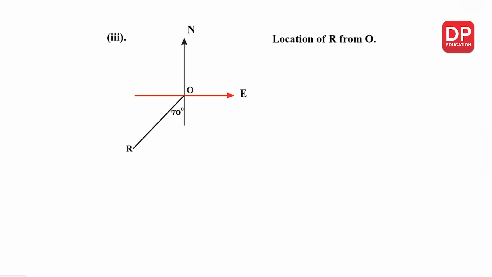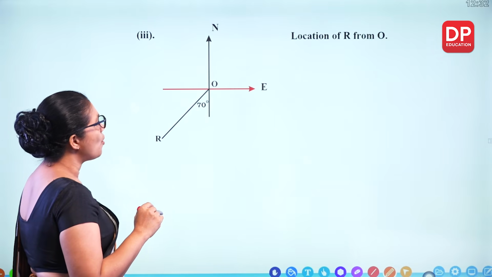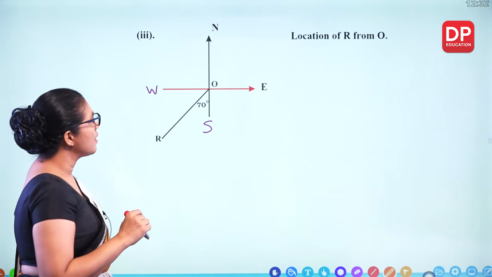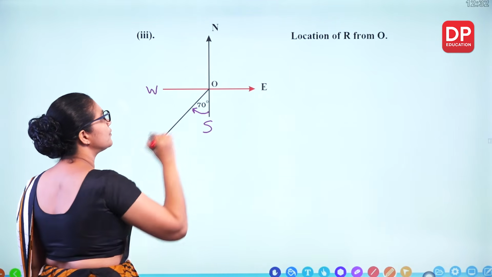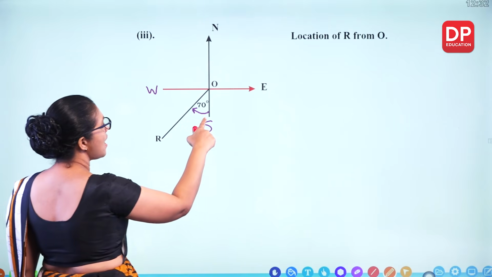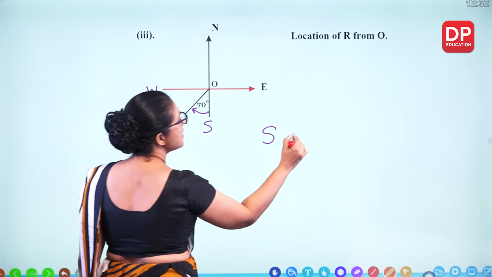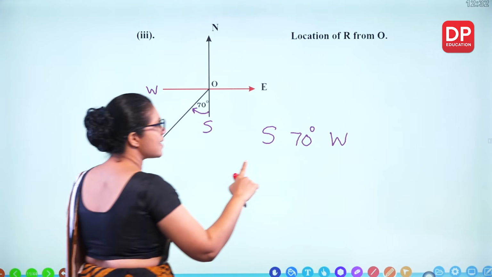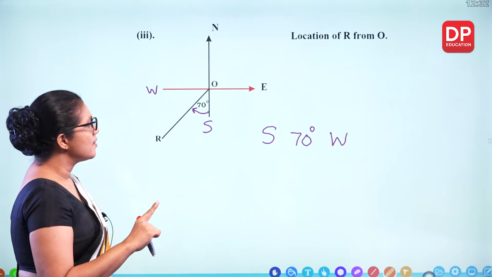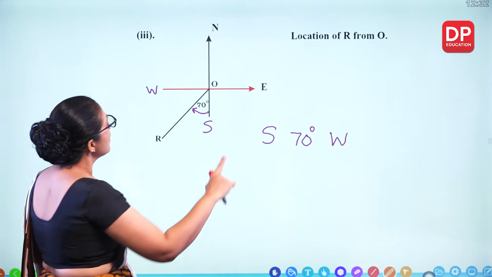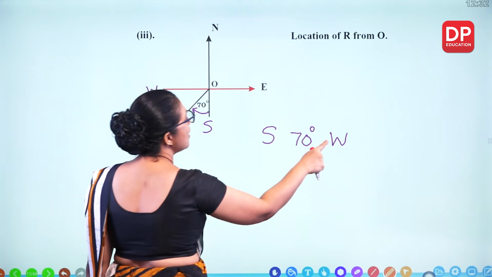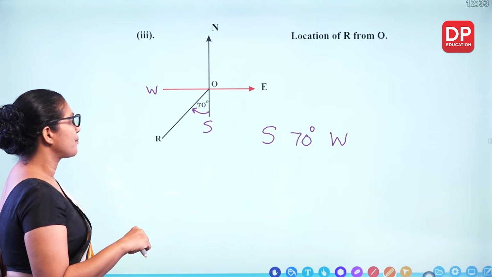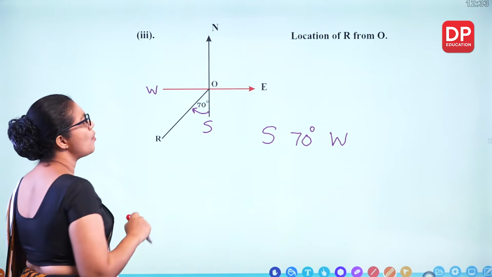Look at this one, the location of R with respect to point O. This is south. This is west. Now 70 degrees towards this side. So how can I write it? Starting from south, 70 degrees towards the west side. S 70 degrees west. So we can say R is 70 degrees west of south from point O.